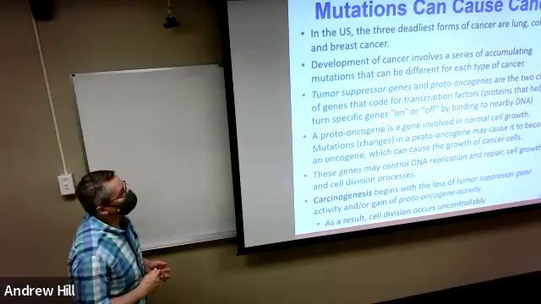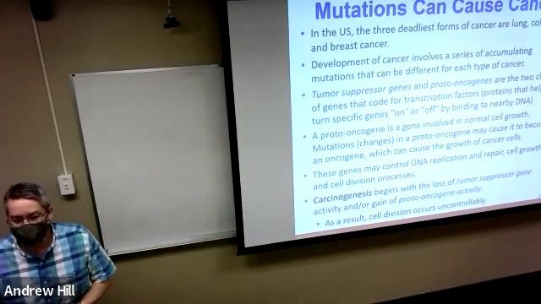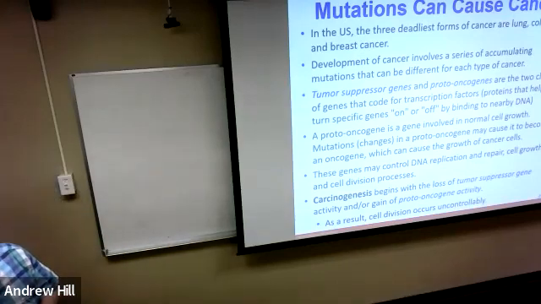So why is this stuff important? Well, a lot of you might be interested in health issues. It's a big thing for us in terms of life and the economy. So in the US, the 3 deadliest forms of cancer are lung, colorectal, and breast cancer. Okay. And there are other ones like prostate cancer in men. It's very, very common, for example.